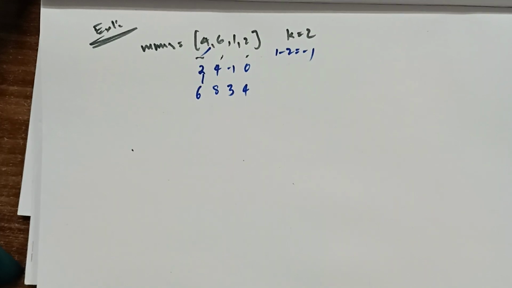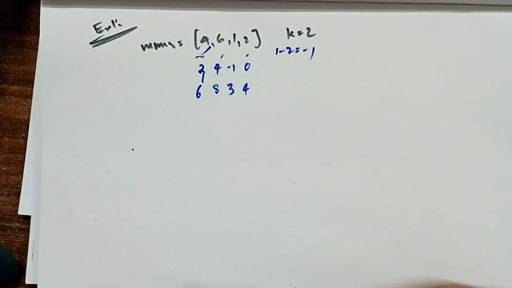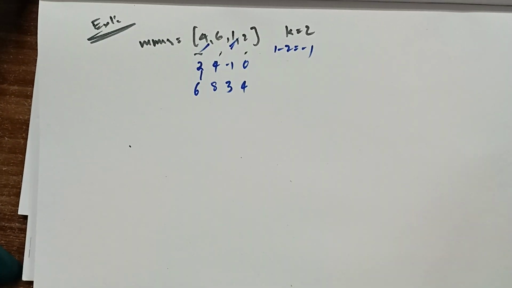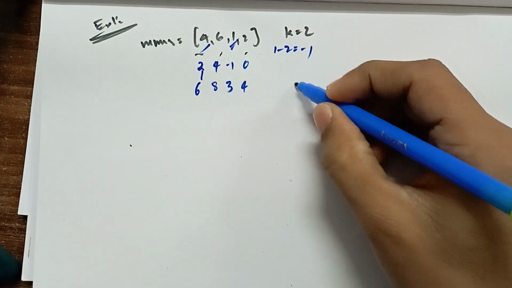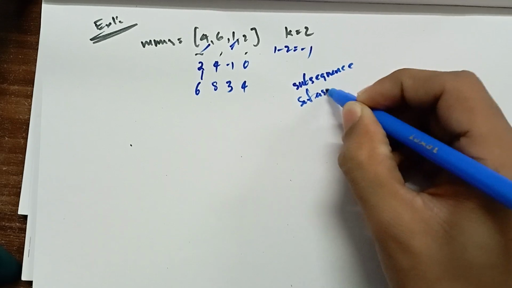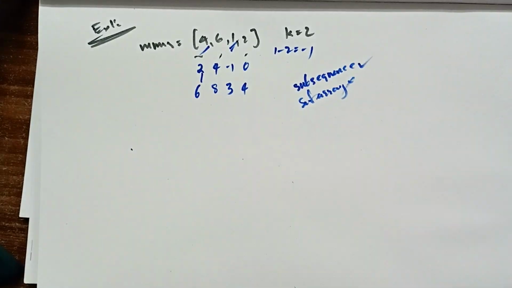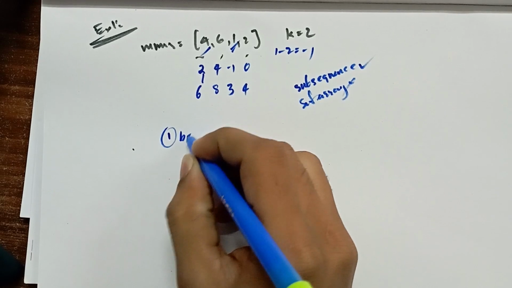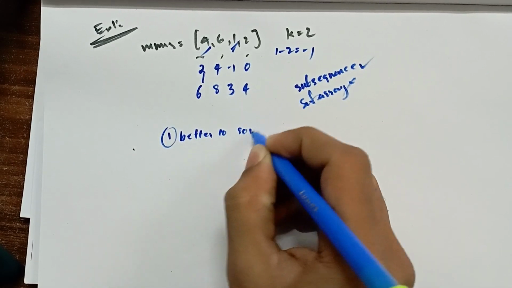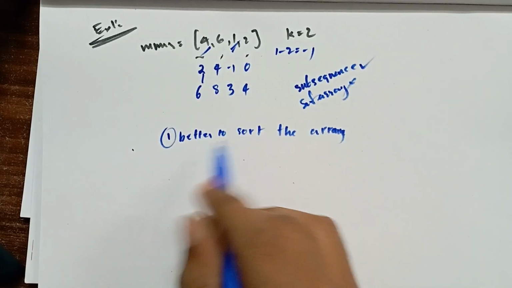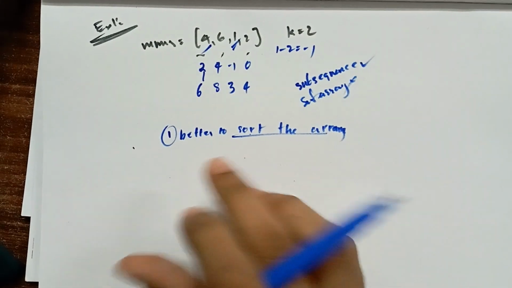If you see clearly, we need to make equal elements. Let us take 1. And firstly, if you see clearly, we are asked for a subsequence and not a subarray. We are asked for a subsequence, so the first observation is that it is better to sort the array. So the first thing which we'll be doing is sorting the array.